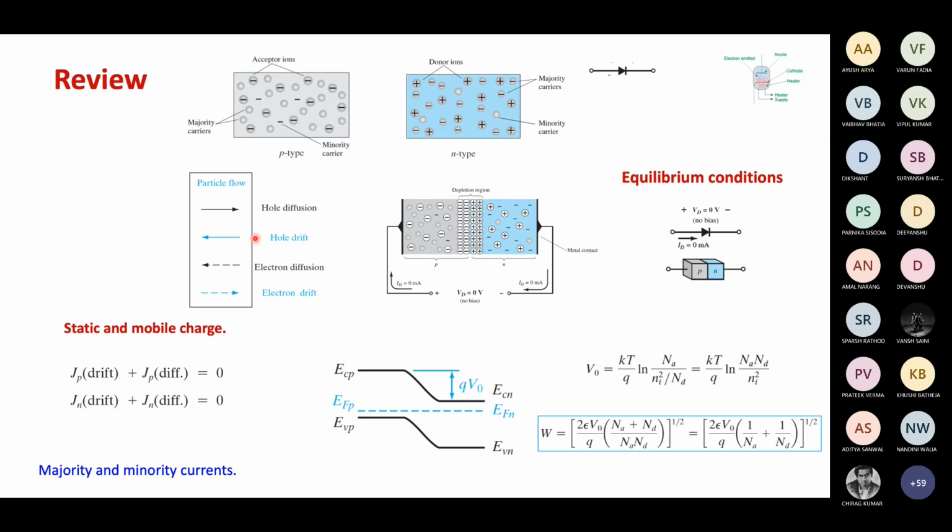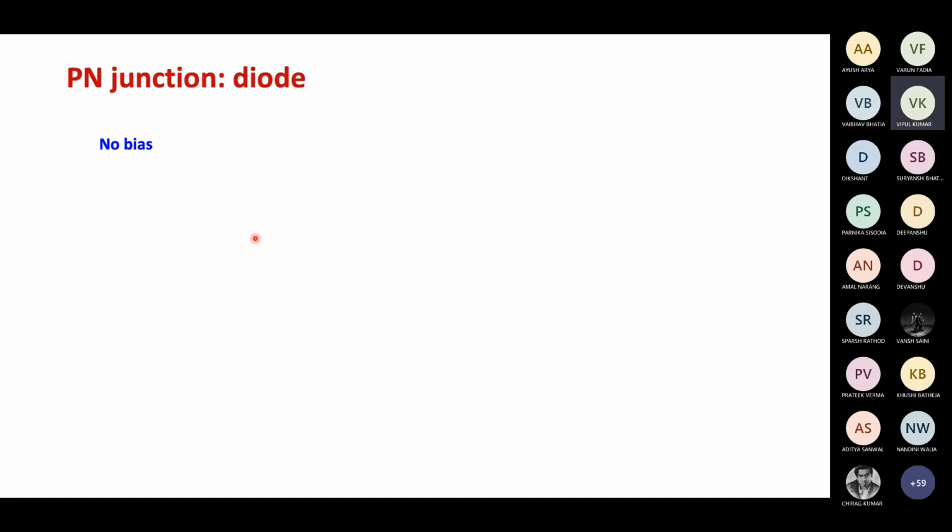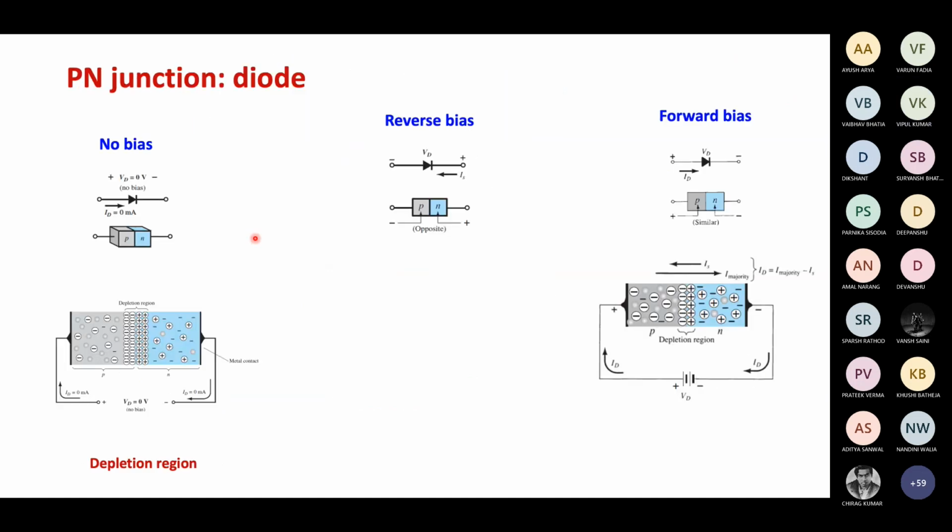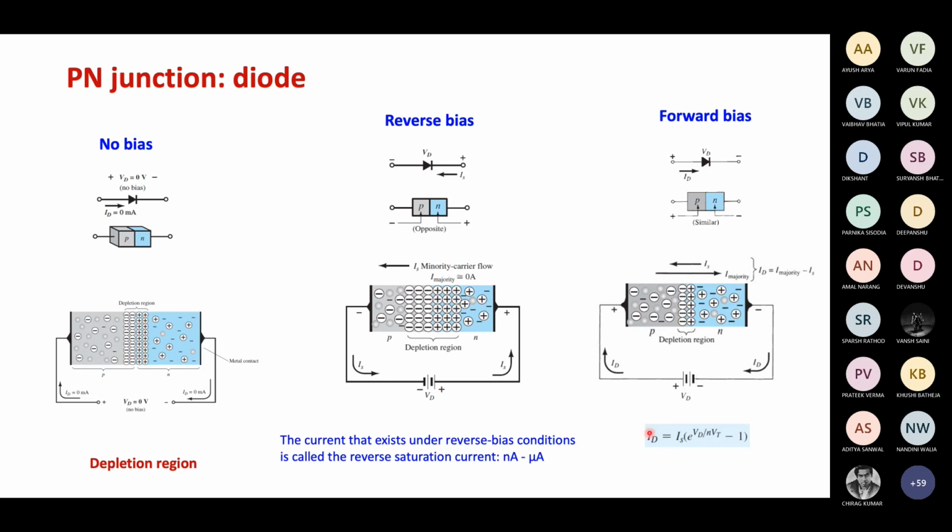J is equal to sigma times E. So this product is almost constant. So this drift current or the minority current is almost constant as a function of voltage. And that is denoted by Is. Is means the saturation current. It is actually the reverse saturation current.